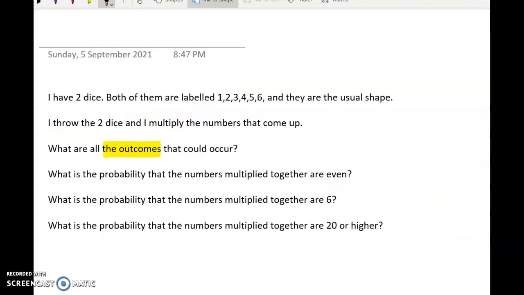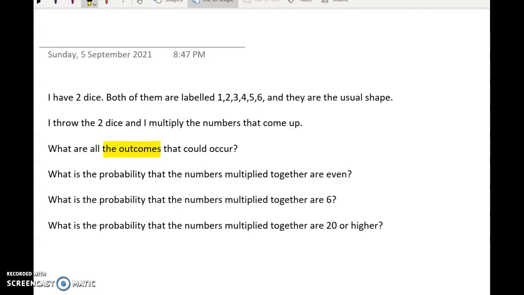So let's suppose that we've got a really boring situation. I'm sorry, it's boring. We've got 2 dice, right? And both of them are labeled 1, 2, 3, 4, 5, and 6. They're the usual shape. There's nothing funny about them. And I throw the 2 dice and I multiply together the numbers that come up. So I want to figure out what are all of the outcomes that occur. And then we're going to look at these 3 questions.